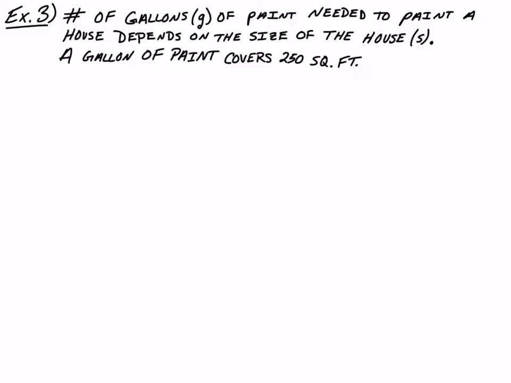We need to come up with a couple things. First of all, what's the independent variable? What's the dependent variable? Well, I think independent should be S, the size of the house, because the paint that we need is going to depend on the size of the house. So the dependent variable, that would be G, that's the paint. The amount of paint we need is going to depend on the size of the house.